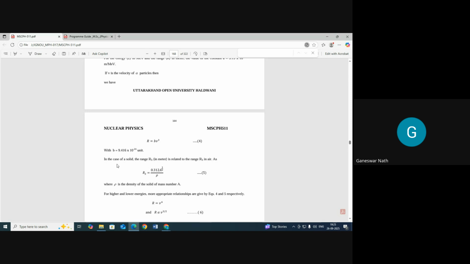In case of a solid, the range of the alpha particle is found to be this constant times A to the power 1/2 by rho, where A is the mass number of the nucleus and rho is the density. For low energy, a more appropriate relationship can be given, where R is proportional to V to the power 4, and R is proportional to V to the power 3/2. This is the range and velocity relationship. You may get a question: what is alpha decay, and what do you mean by the range of the alpha particle?